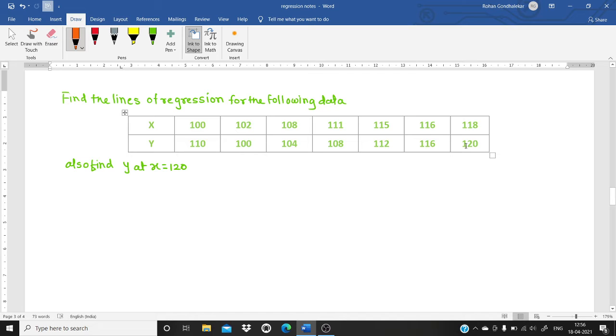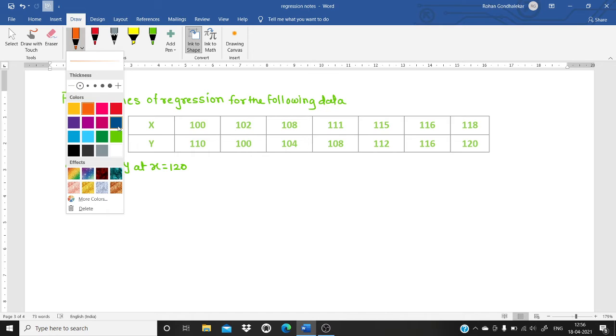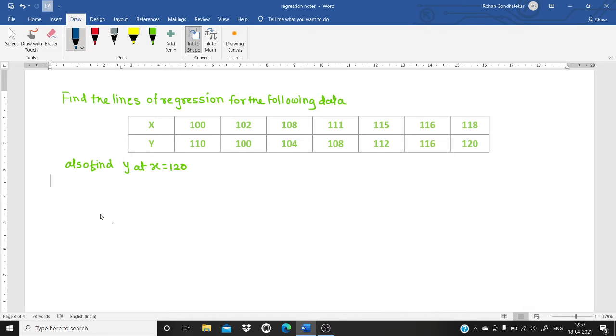So what is the question? Read the statement of the question carefully: find the lines of regression. That means you need to calculate both the equations of the lines, that is, the line of regression y on x as well as the line of regression x on y. So let me write the line of regression y on x.